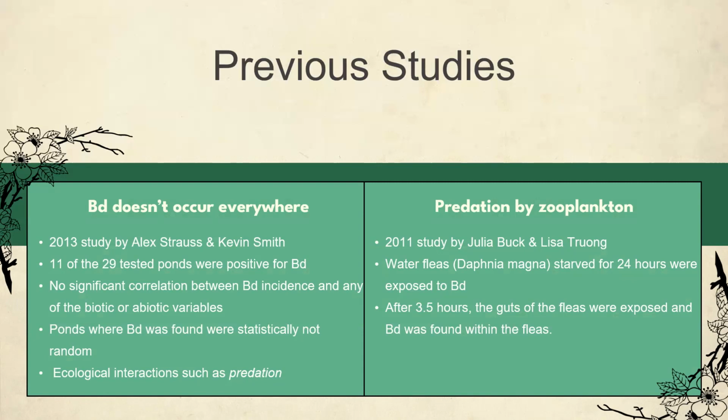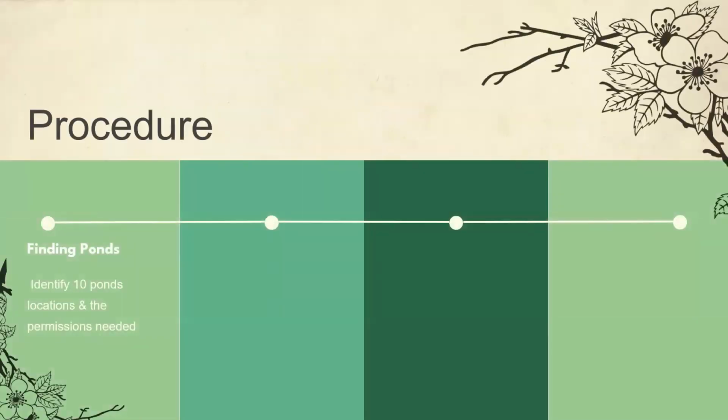So my thought process was, if there's zooplankton in the water, and the zooplankton are eating these zoospores, maybe that could be one of the reasons that Bd isn't found in all these ponds. Which led me to my procedure. So I have not researched yet. I plan to do it this semester, going to next semester. Bd is found most prevalent in ponds in the spring and winter seasons.